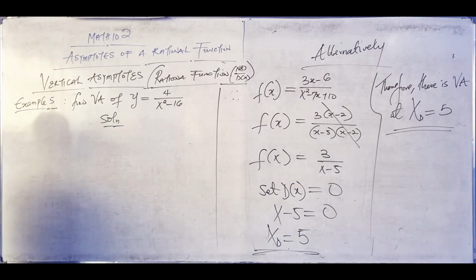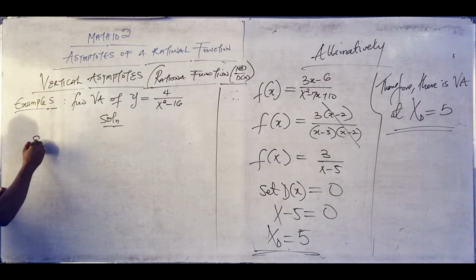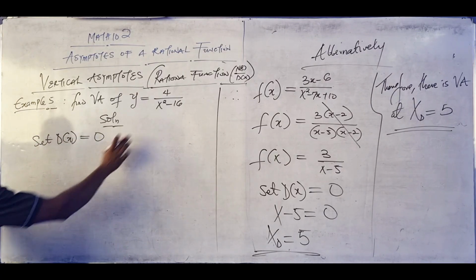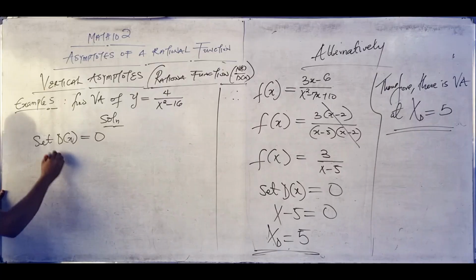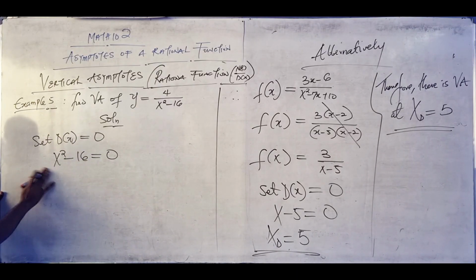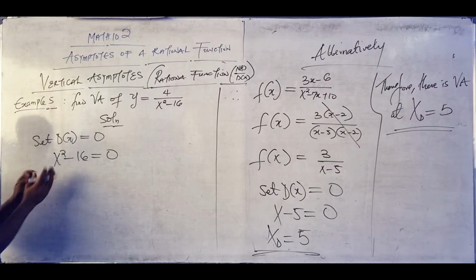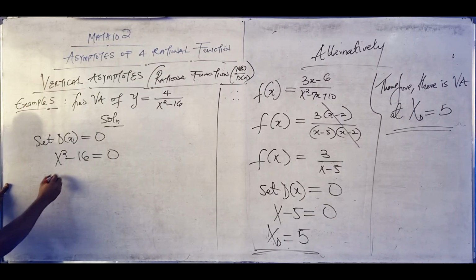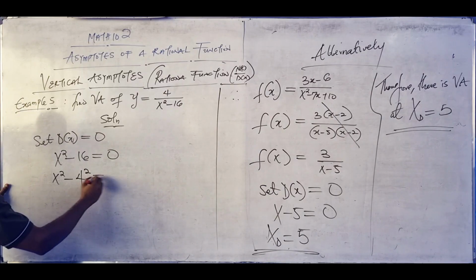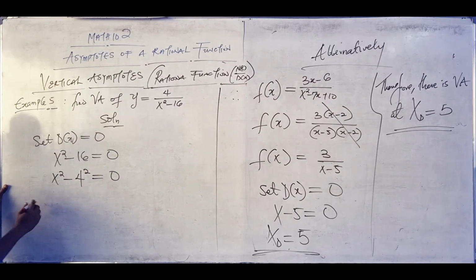So what do we have to set? Denominator equals to what? 0. So we set the denominator, Dx, equals to 0. When you set Dx equals to 0, that will give us x squared minus 16 equals to 0. I can use the principle of difference of two squares to factorize, right? What would that be? x squared minus 4 squared equals to 0. Then what is the principle here?